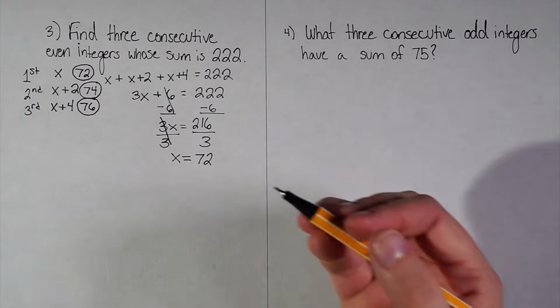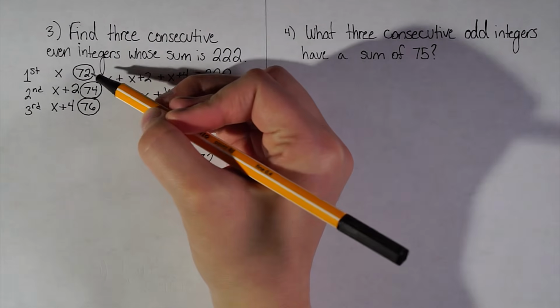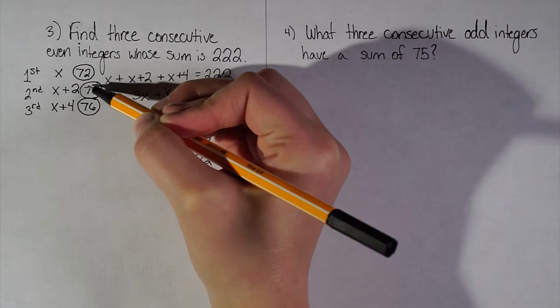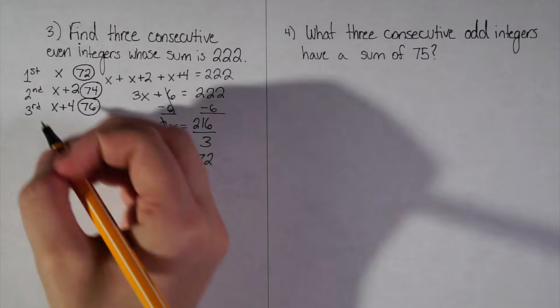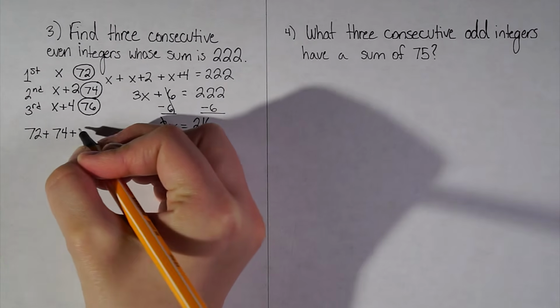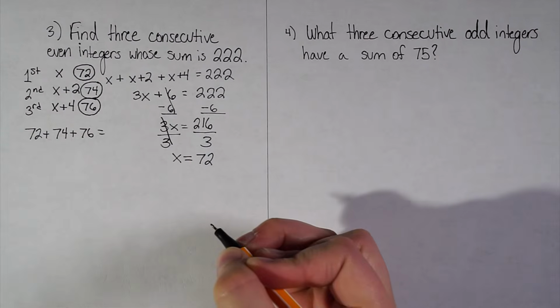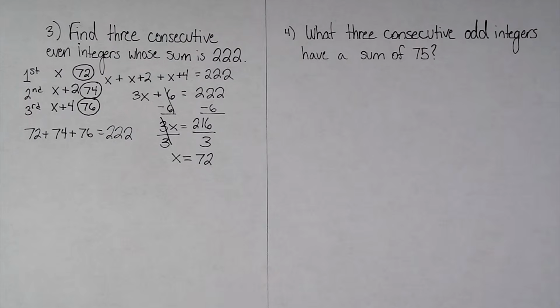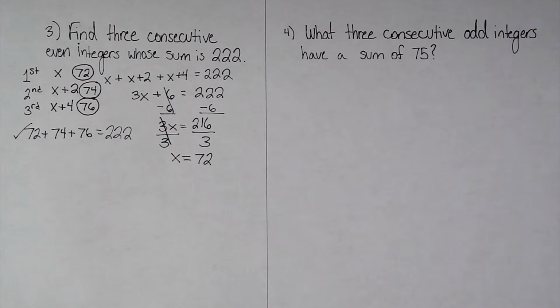So now I need to double check myself. I've got 3 consecutive even integers, 72, 74, 76, yep. And I just need to plug each one into the calculator, add it together, and make sure they do in fact sum up to 222, and they do. So that is correct.